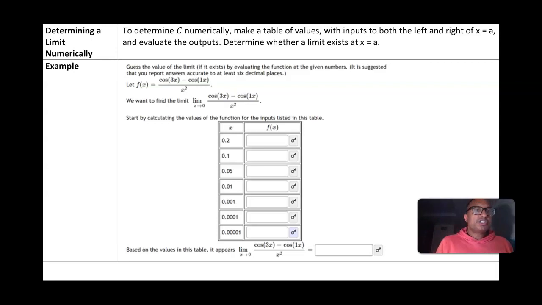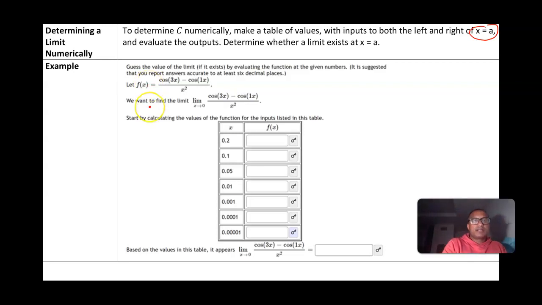Now we're going to determine a limit using a couple of different ways, one numerically and the other graphically. To determine a limit numerically, we're going to make a table of values with inputs both to the left and right of x equals a. X equals a is the x value we're approaching. Then we're going to evaluate the outputs, and based on that, we're going to determine whether a limit exists.